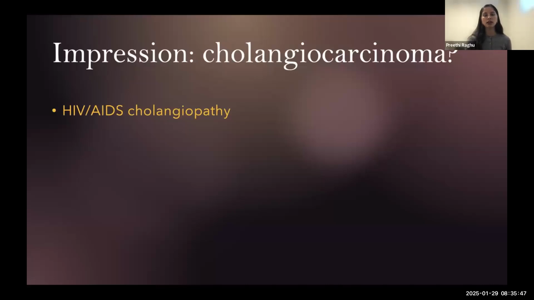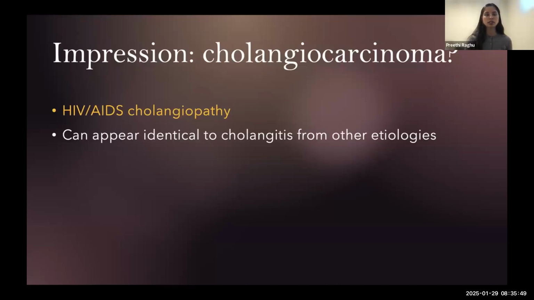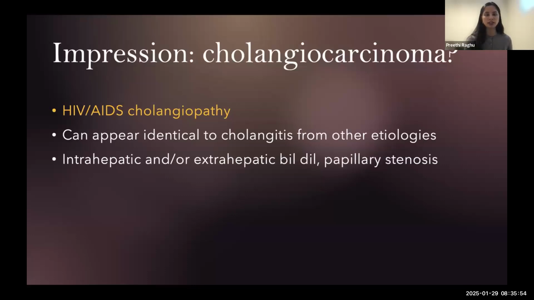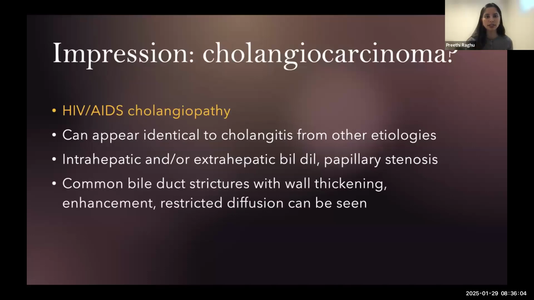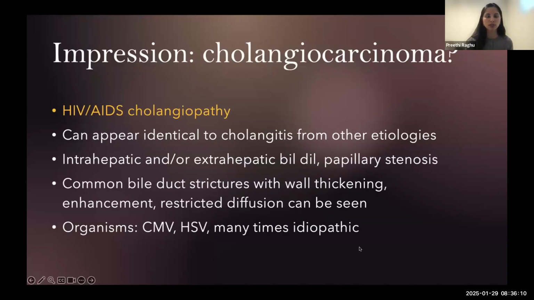These were both HIV/AIDS cholangiopathy, which can look identical to cholangitis from other etiologies, and can have intra or extrahepatic biliary ductal dilatation or papillary stenosis, but classically has this long segment CBD thickening and enhancement. And I didn't show you this, but the MRI also had restricted diffusion as well, which is all very pathognomonic.